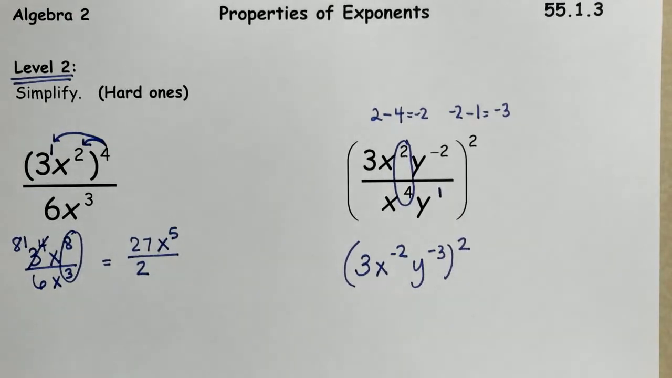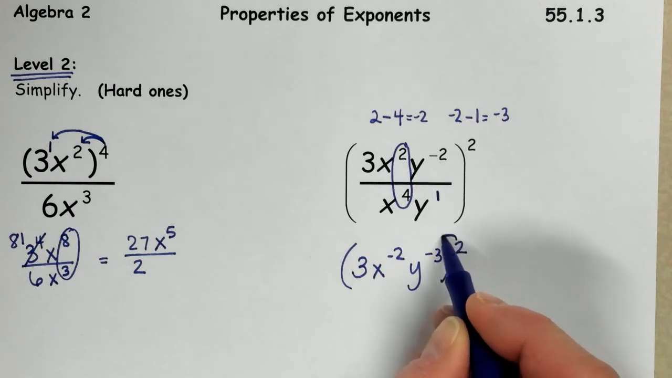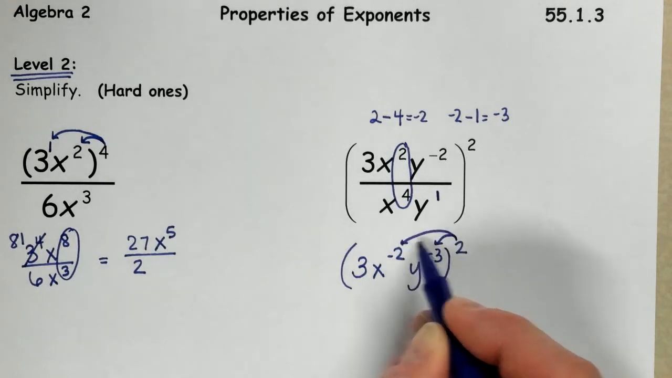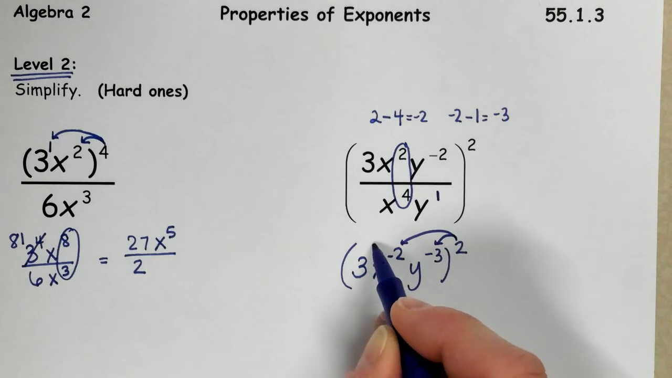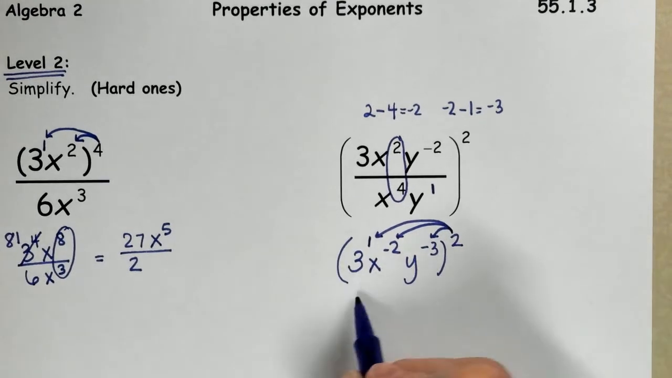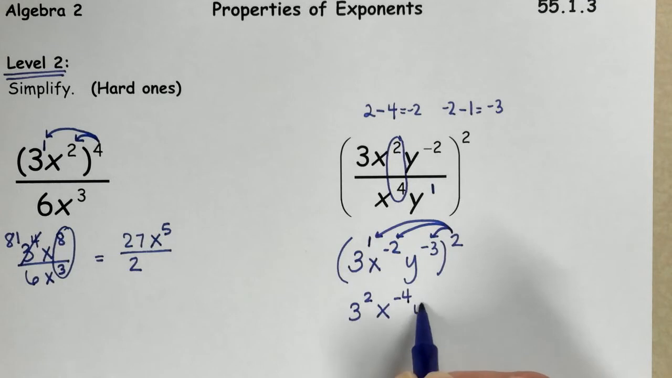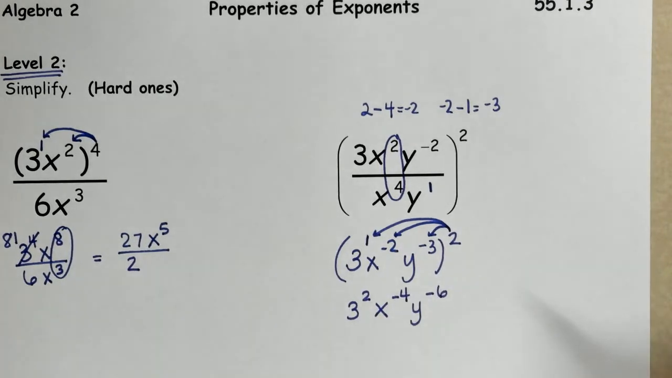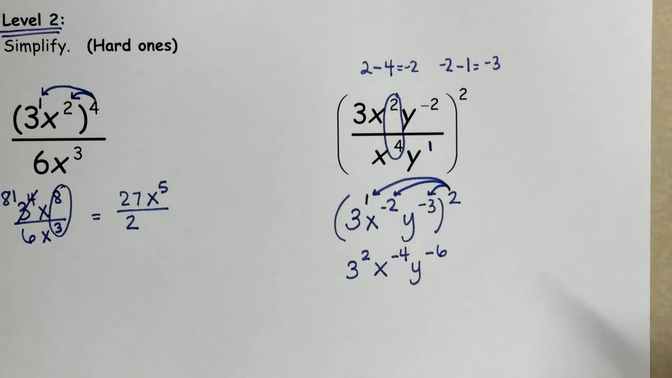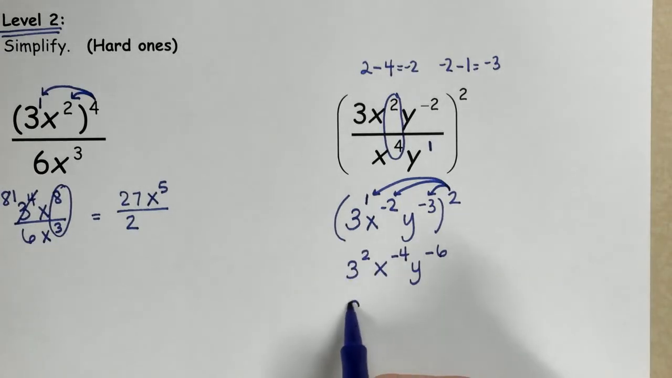So if I see common bases inside my parentheses, I like to combine them first. So now when I am using my power rule and multiplying my powers, I have a little less to do. Don't forget that this 3 has an invisible 1 on it, like all coefficients do. So that should become 3 squared, x to the negative 4, y to the negative 6. 3 squared, I can turn into 9.